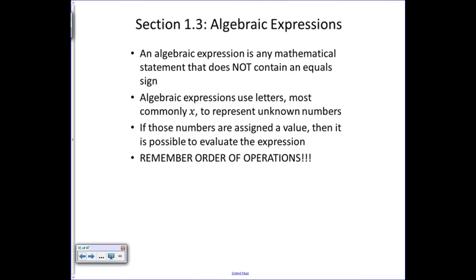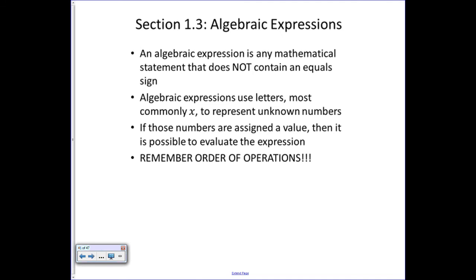So, an algebraic expression is any mathematical statement that does not contain an equal sign. So when we're talking about expressions, we're talking about things that don't contain equal signs. Algebraic expressions also use letters, also known as variables. And most commonly, we use x. And we use these variables or letters to represent unknown numbers. If we then assign those numbers a value, it's possible to evaluate the expression using our order of operations.